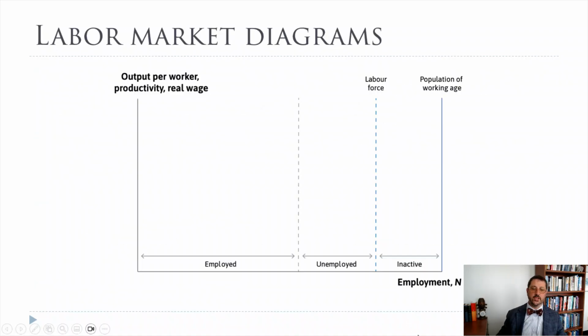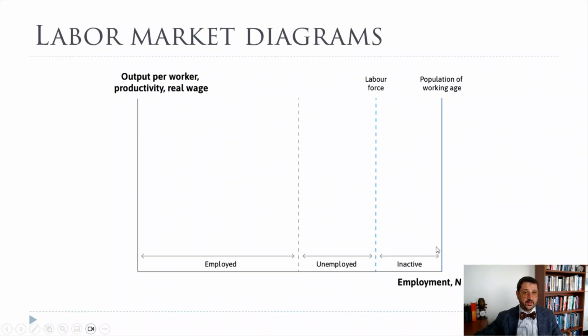All right, so here is our template for our model. On the horizontal axis, we've got employment. So it's 0 over here on the left, on our origin. And we've got the population of working age over here on the right. We could have more people, but those are kids or retirees that we're not interested in. As I said, in the United States, this is the population 16 or over.